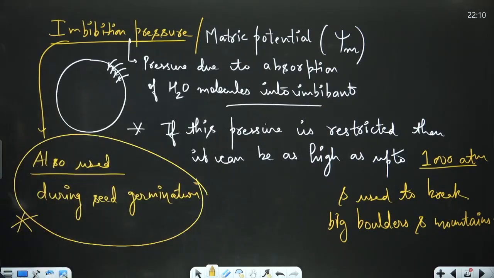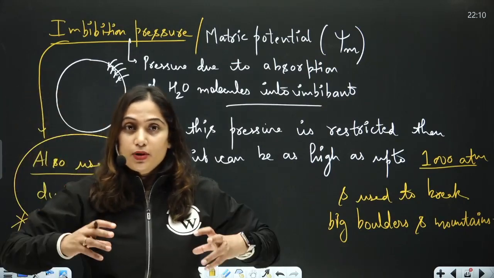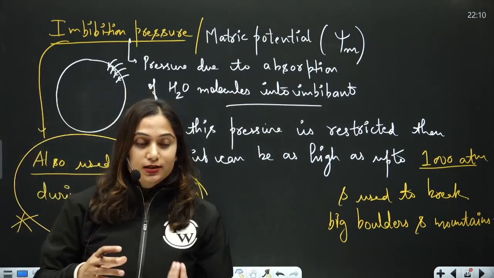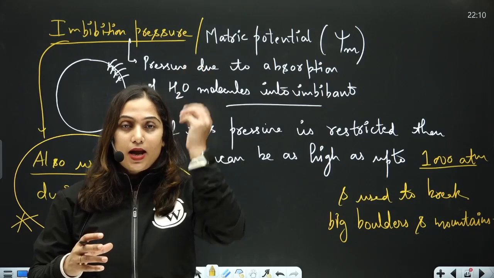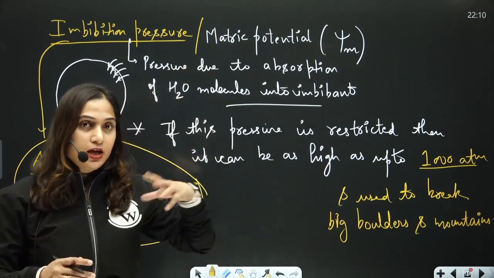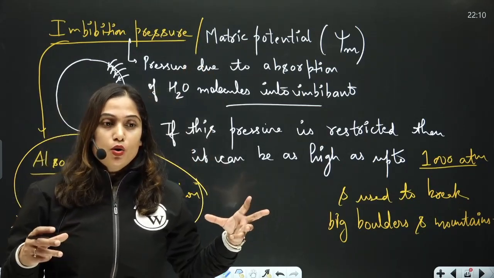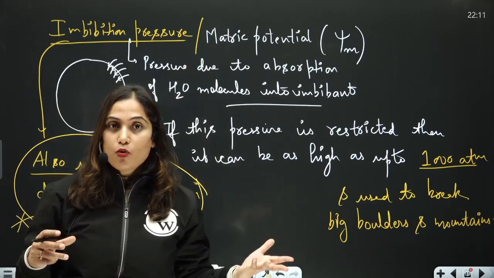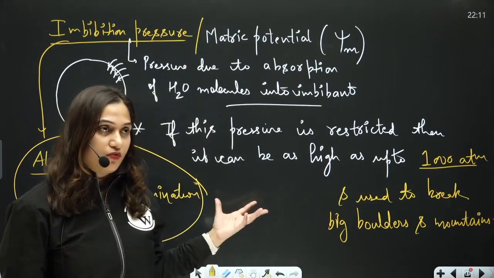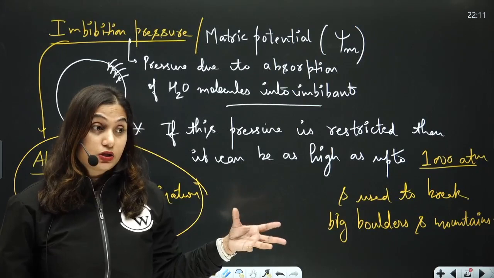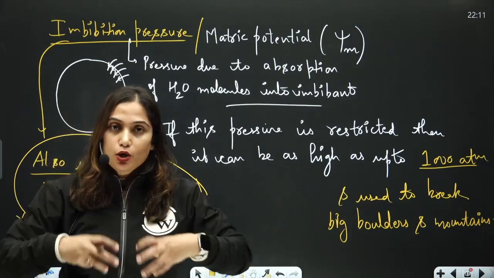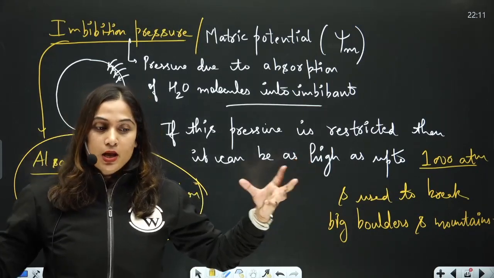When water enters into the seed, it exerts a pressure with the help of which the seedling comes out and seed germination occurs. Initially, we used to break big boulders and mountains with the help of this imbibition pressure, because if it is restricted, it can grow up to 1000 atm, right?